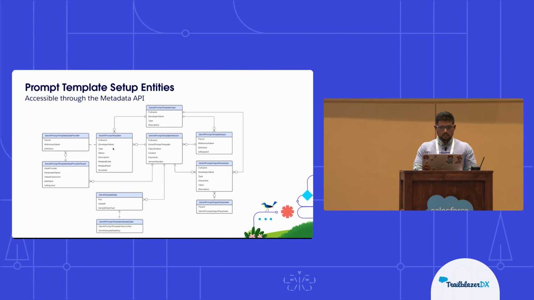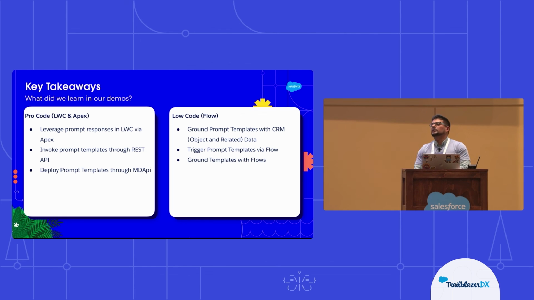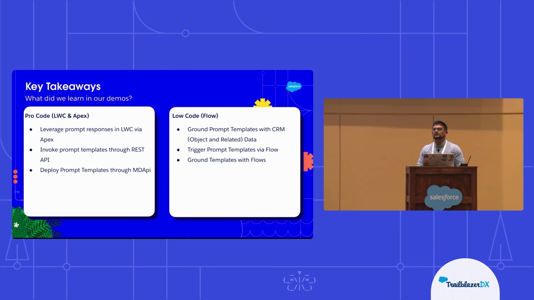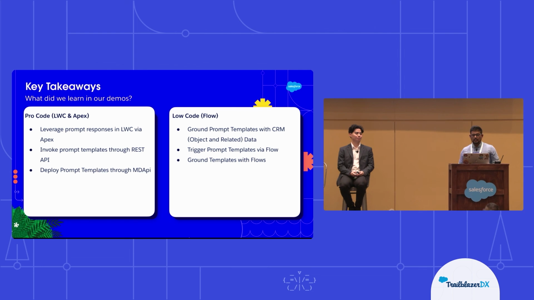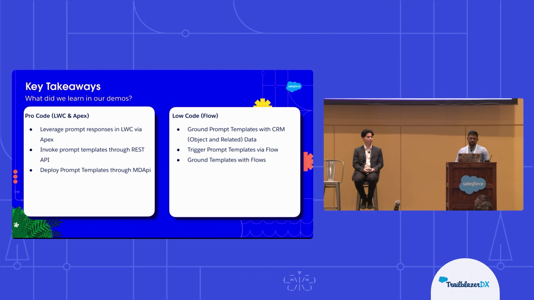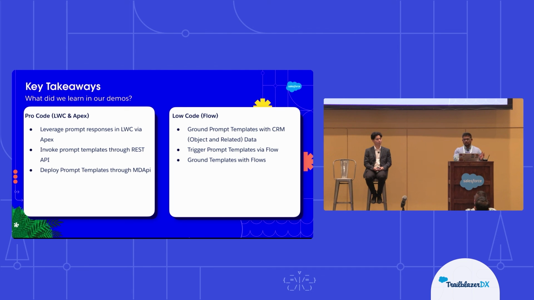Okay. So going back, let's take a look at the demo and what we learned throughout the demo. So the key takeaways here for our pro code section, we leveraged prompt templates in LWC via Apex. Then we also saw how we can invoke prompt templates through REST API from external applications. So they can leverage the same functionality that we have developed for our internal applications, as well as get the advantages of the Einstein trust layer and the guardrails that it provides. We also learned how to deploy prompt templates as part of your metadata from your sandboxes to production, using the same build pipelines and same tools that you currently use.